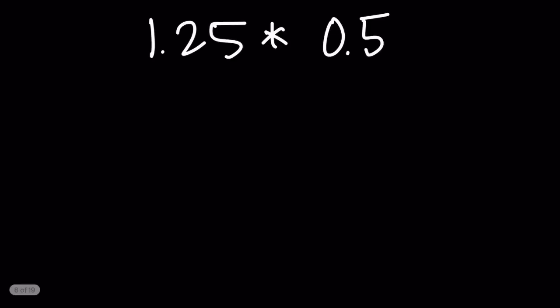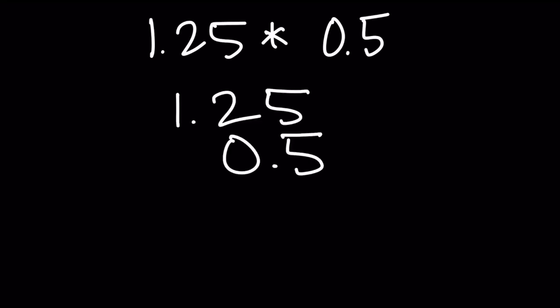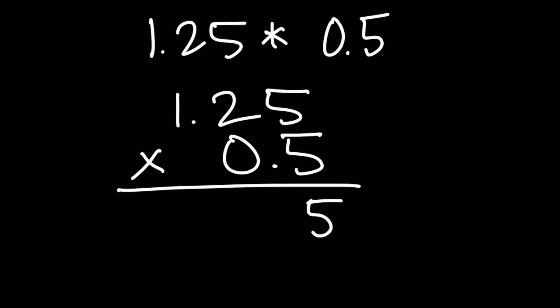Let's talk about multiplying numbers. How do you multiply 1.25 times 0.5? Let's write them in our little multiplication table without needing to line up the decimals. Then we multiply like normal, ignoring the decimal places for now. 5 times 5 is 25. 2 times 5 is 10, plus 2 is 12. And 5 times 1 is 5, plus 1 is 6.